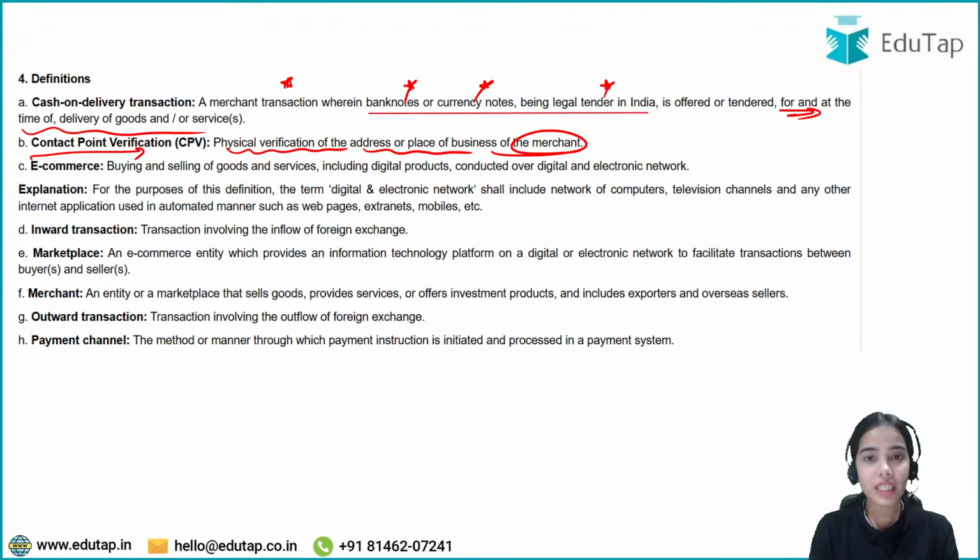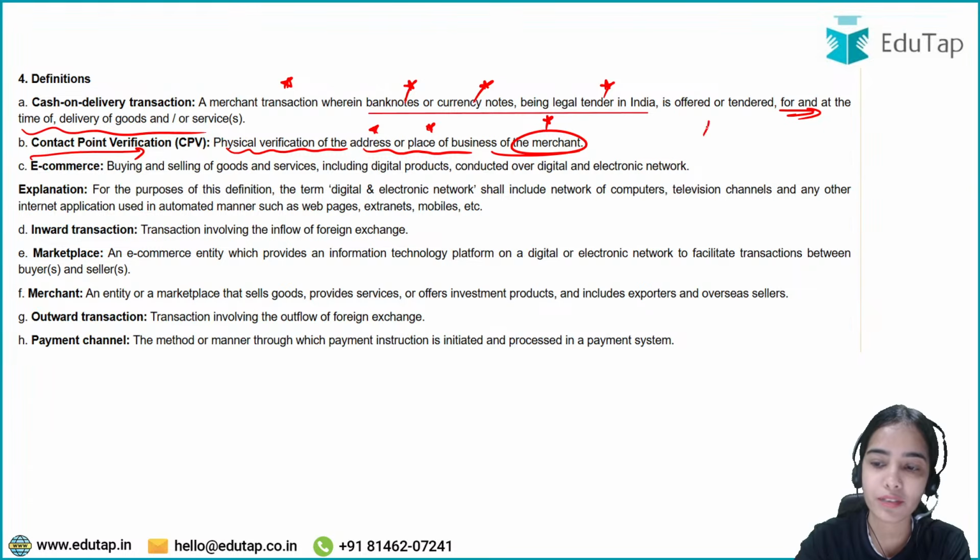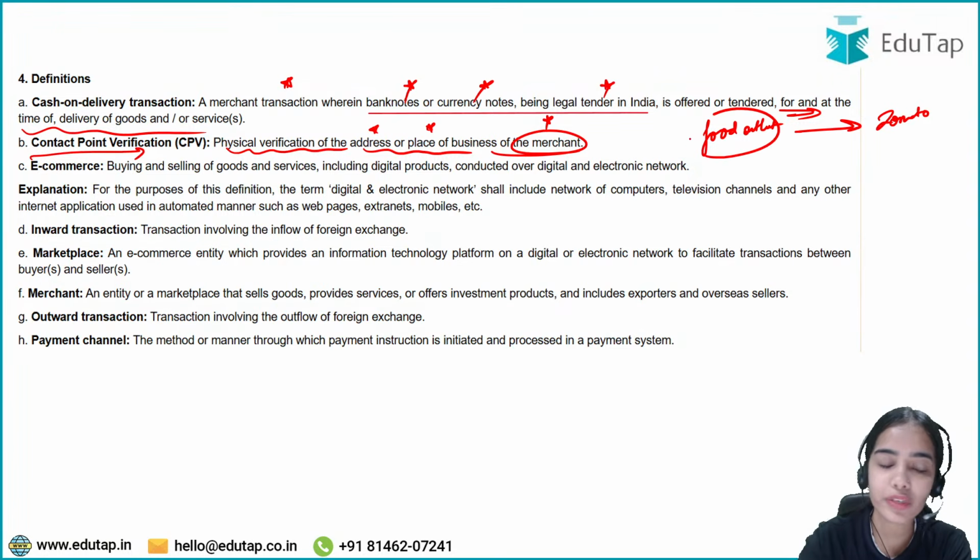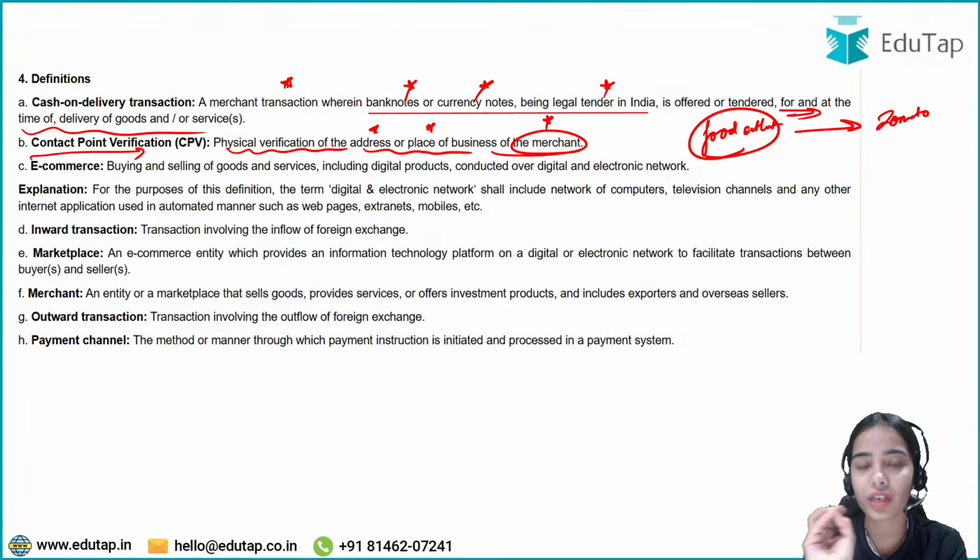So when the physical verification of the address or place of business of the merchant is happening, let's say there is some food outlet present on Zomato, and the physical verification of that food outlet is happening to confirm that the food outlet is actually present at the place mentioned, that is the contact point verification.